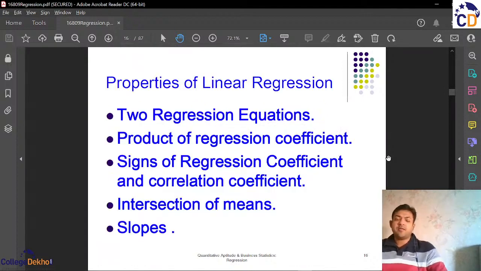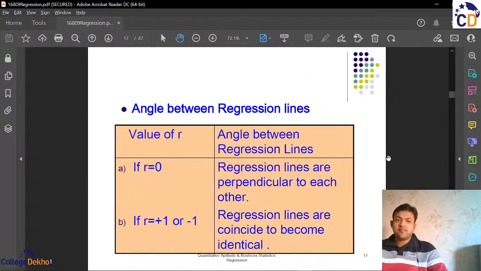Properties of linear regression. In all there are two regression equations that we were talking about. The product of the regression coefficients, as we have already discussed, is equal to r square. So let us take them one by one. The angle between two regression lines: the value of r gives us the angle between the regression lines.